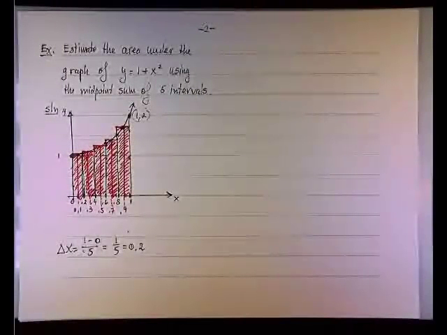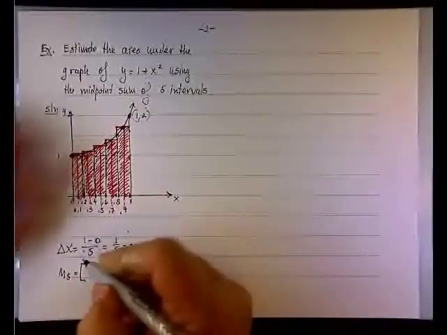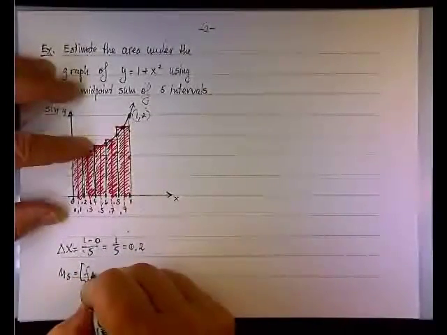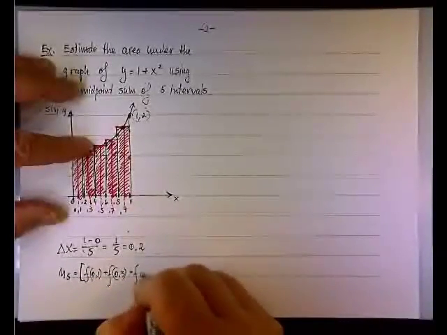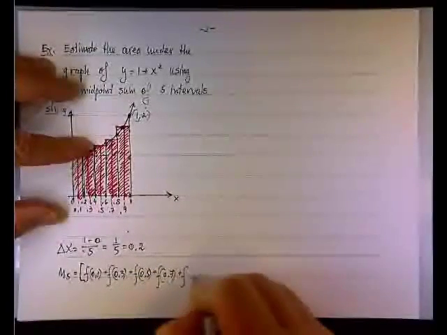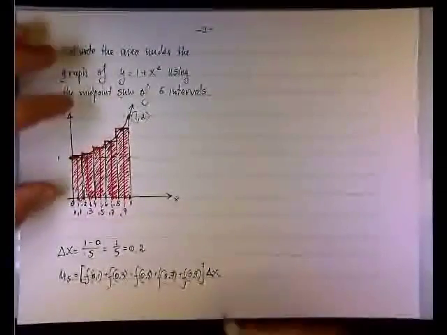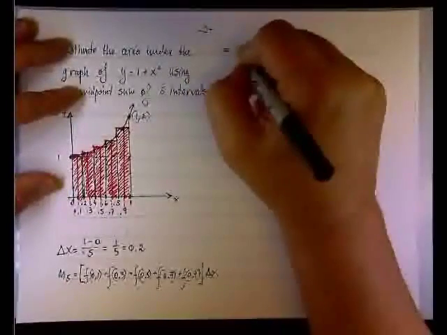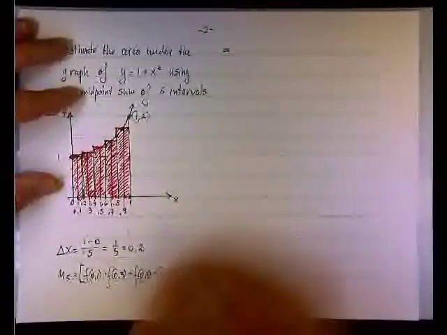So how does this midpoint business work? Well, M sub 5 will be f of 0.1 plus f of 0.3 plus f of 0.5 plus f of 0.7 and finally f of 0.9, multiplied by delta x, which is 0.2. So if we actually calculate it, we can leave delta x at the end, that doesn't matter.